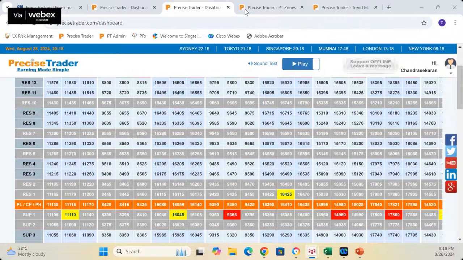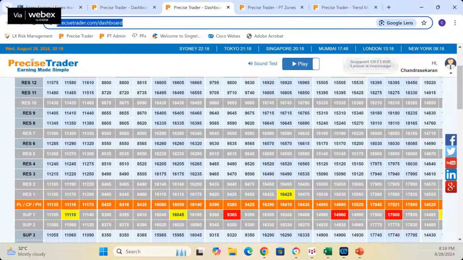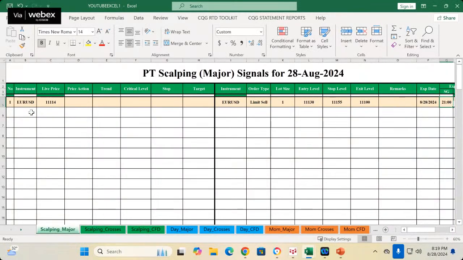Okay, so now I think I am good to go on this trade. Let me give you the call. Okay, this is also a scalping trade.